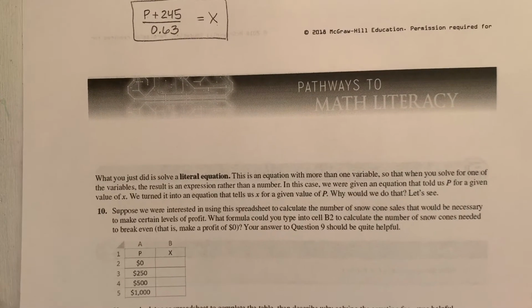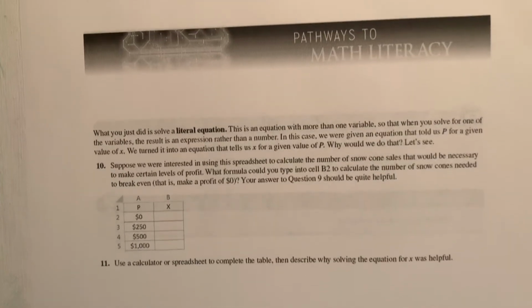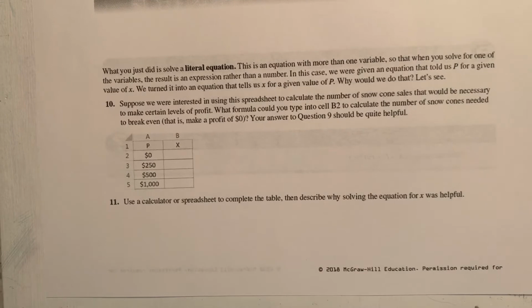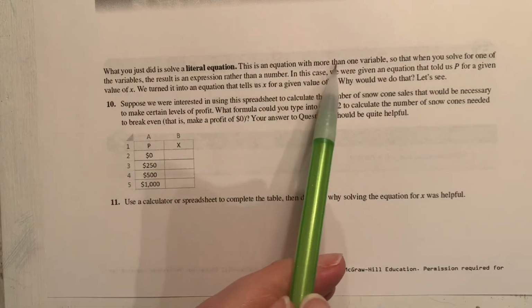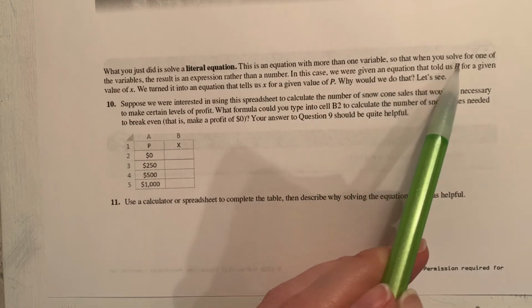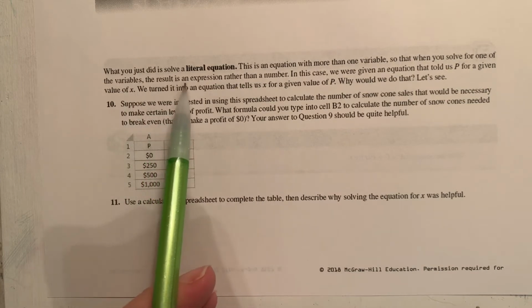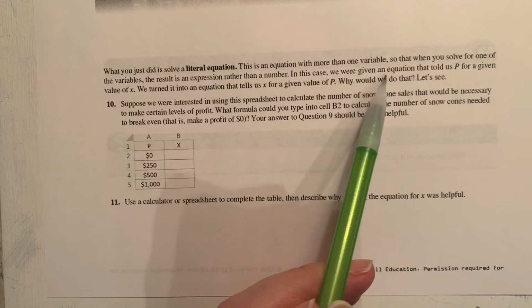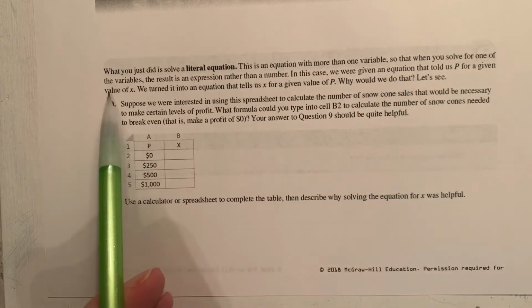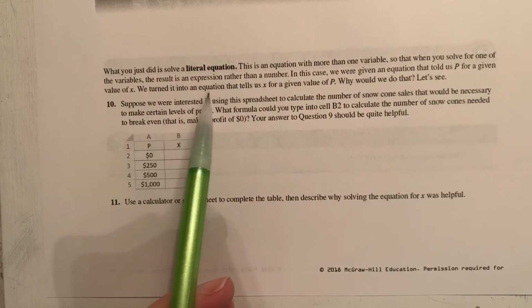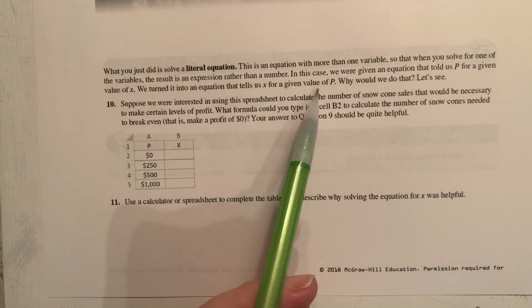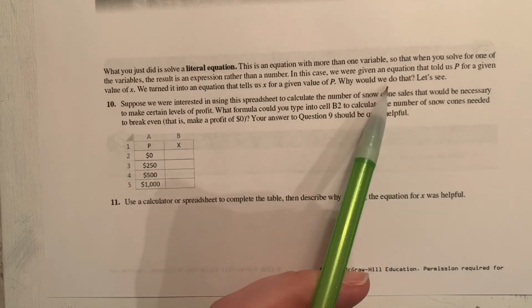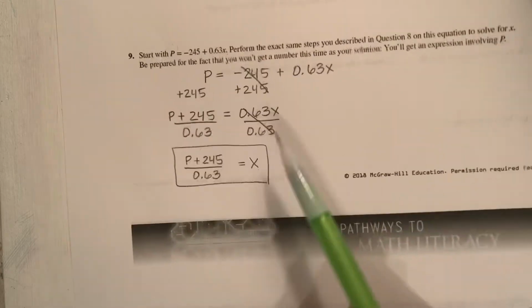Okay, let's move on. Number 10, or just before number 10, it says what you just did is solve a literal equation. This is an equation with more than one variable, so that when you solve for one of the variables, the result is an expression rather than a number. In this case, we were given an equation that told us P for a given value of X. We turned it into an equation that tells us X for a given value of P. Why would we want to do that? In other words, what was the point of doing this?